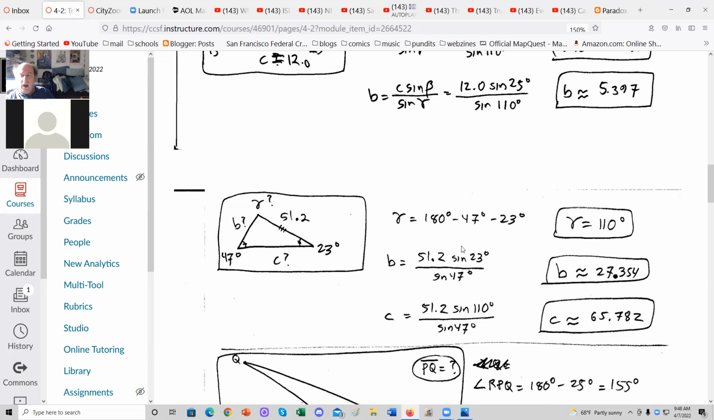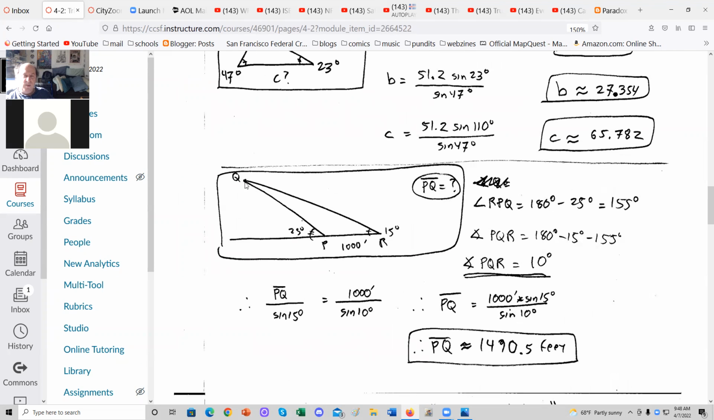We have A and alpha, 51.2 and 47 degrees. Now B will be A sine beta over sine alpha. Beta is 23 degrees. Push a button. B is approximately 27.354. C is A sine gamma over sine alpha. Gamma is 110 degrees. A and alpha are the same as before. Push a button. C is approximately 65.782.